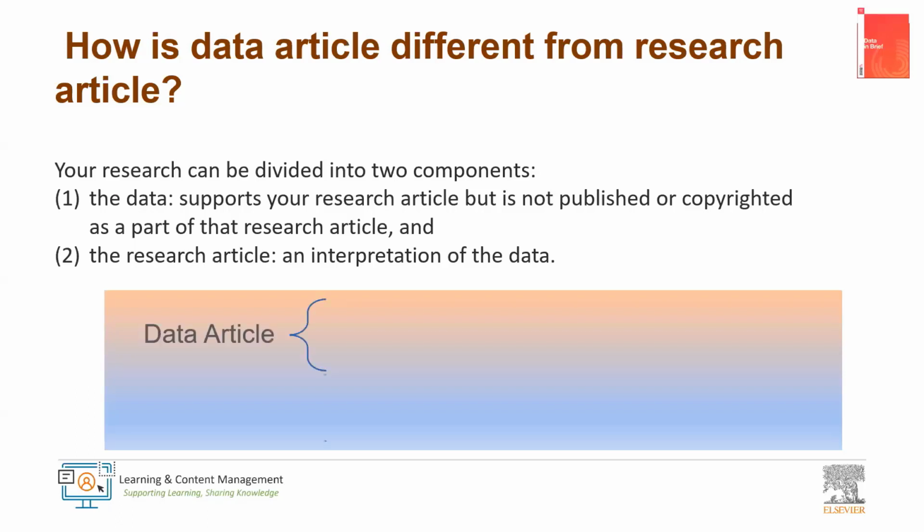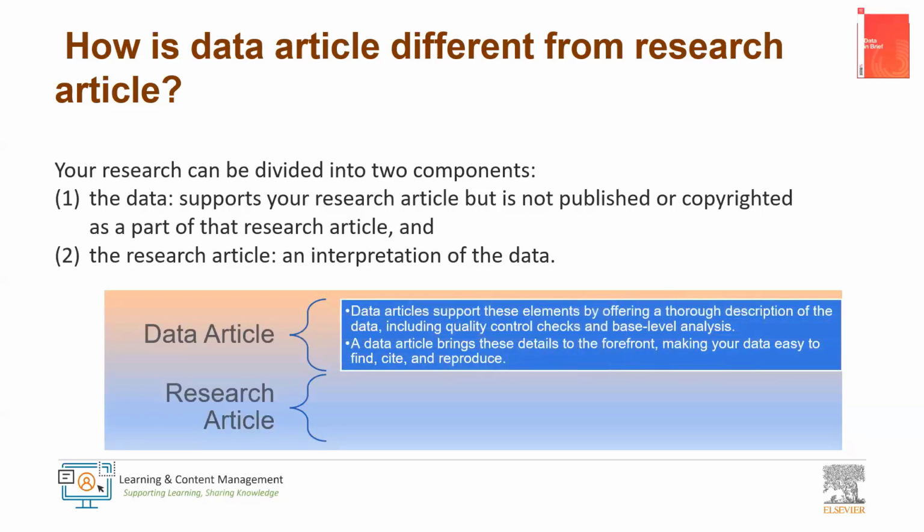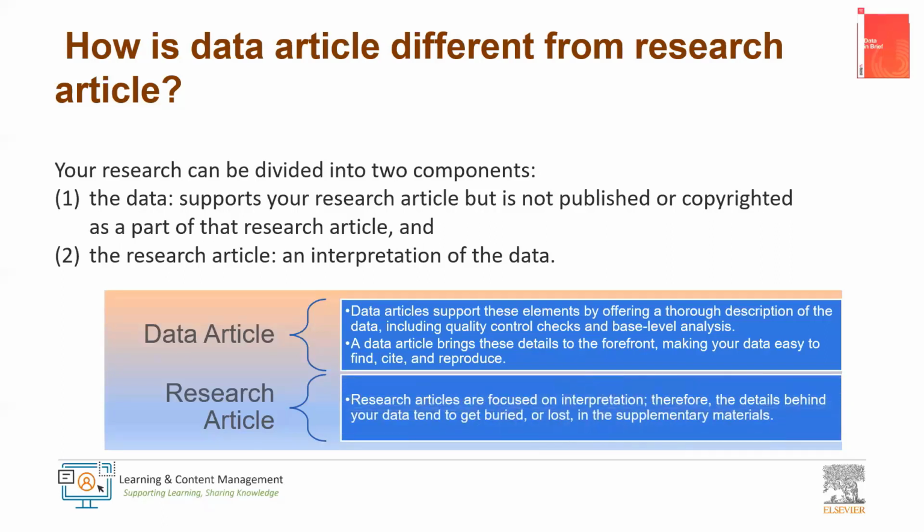So basically, we are trying to understand what a data article and a research article are and what the difference between the two is, in case you have an article in place but are unsure which category it belongs to. Data articles support research by offering a thorough description of the data, including quality control checks and base level analysis. A data article brings details to the forefront, making your data easy to find, cite, and reproduce. Whereas research articles are focused on interpretations. Therefore, the details behind your data tend to get buried or lost in the supplementary materials.